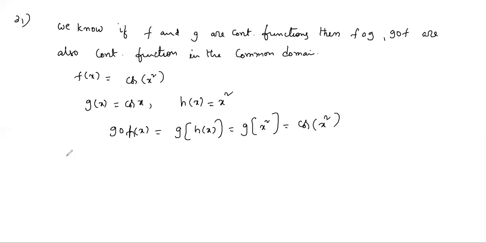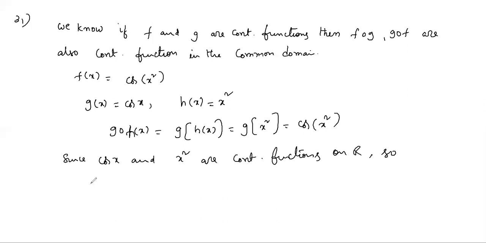But we know cos x and x squared are continuous functions on R, for all real numbers. These are continuous. So g circle h, their composite function cos of x squared, is also continuous.